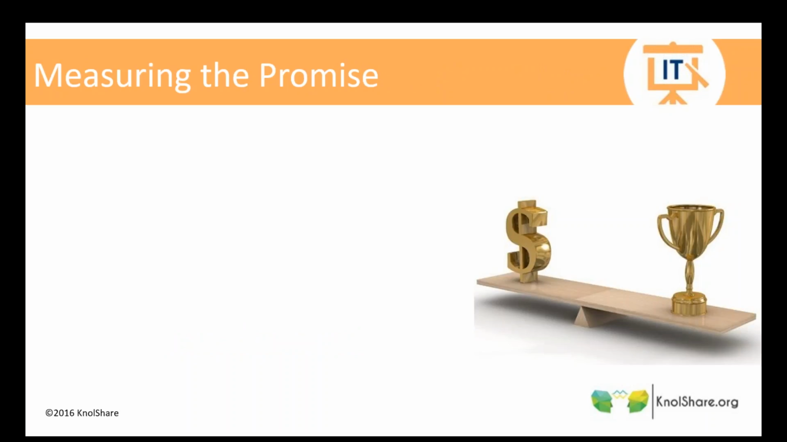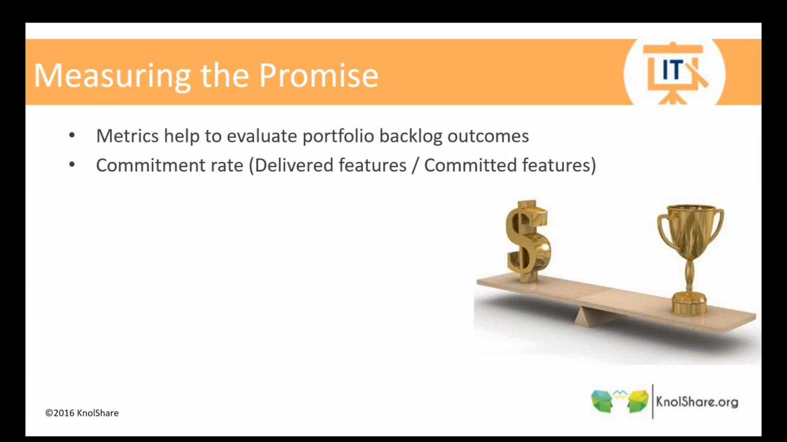Metrics in themselves help us to really evaluate the portfolio backlog outcomes. And we'll look at different types of metrics. One that's my favorite is what I call a commitment rate. We look at all of the work that we've delivered, and we have what's been committed. So throughout a 2-day planning, we said we're going to do 10 items. Well, if we deliver 10, then we're at 100%, right? And so that's a very good thing.